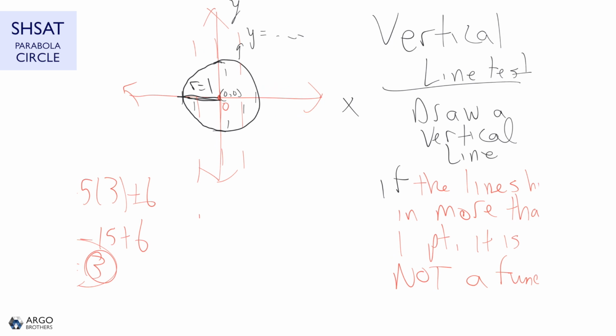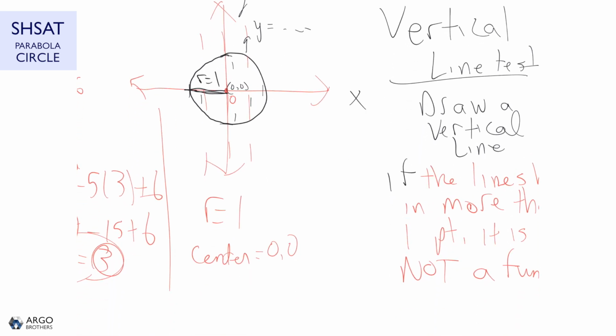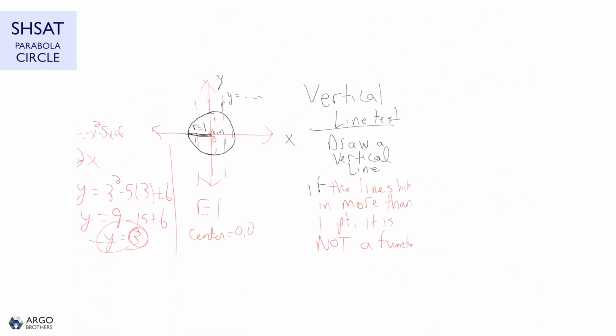Well, we know the radius is 1, and we know the center is 0, 0. To graph a circle, we use this general form. This general form is, actually it's not y equals, you could put it in that form, but the way we're going to write it is x minus a squared plus y minus b squared equals r squared.